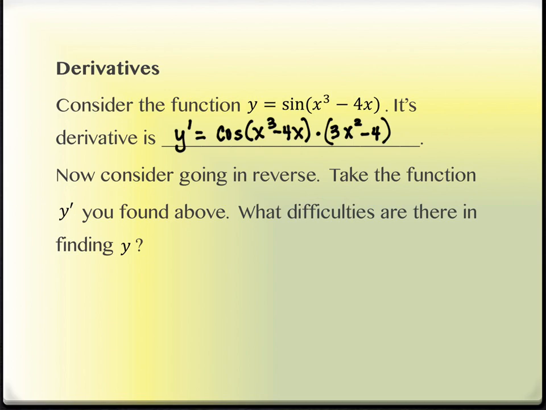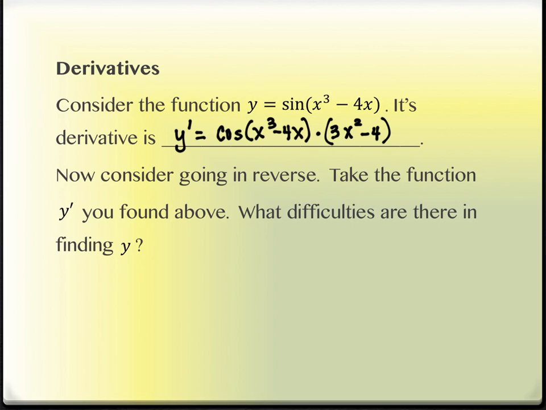It's a chain rule problem, right? We take the derivative of the outside, that's the derivative of the sine part, leave the inside the same, and then we take the derivative of the inside. And you could switch the order of those two things if you wish. What we're going to be doing in this section is essentially going in reverse. We're going to have something that looks like y prime equals cosine of x cubed minus 4x times 3x squared minus 4. We're going to try to go backwards and find out that that is the sine of x cubed minus 4x.